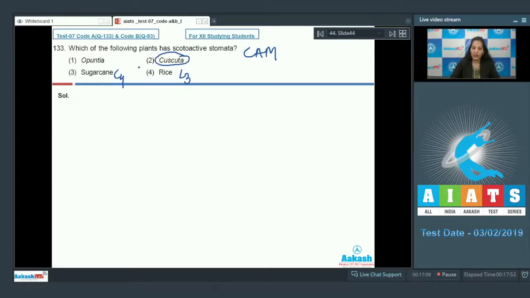What about the cuscuta? It is a very interesting point. Cuscuta is a parasitic plant. It does not have chlorophyll. It does not perform photosynthesis. So there is no C3, C4 or CAM cycle in cuscuta. What about the opuntia? Opuntia is a CAM plant. So the correct option for the given question is option number 1. Let's move on to the next question.